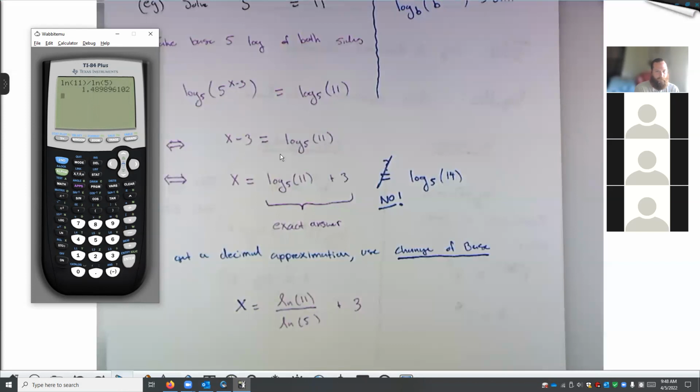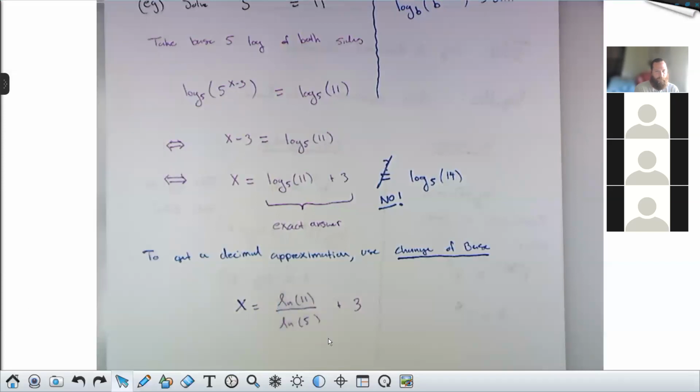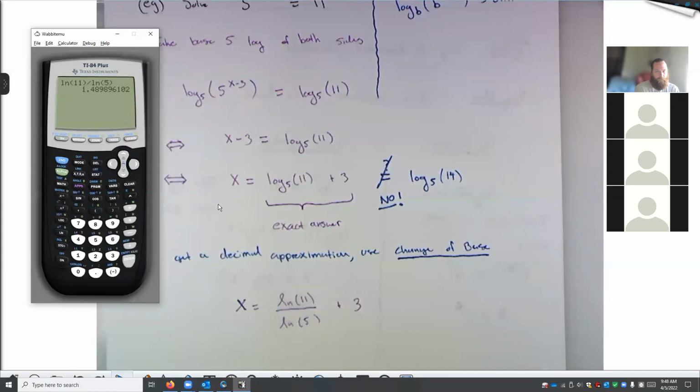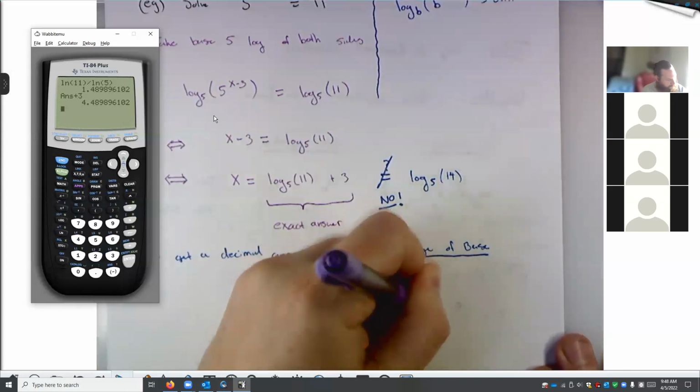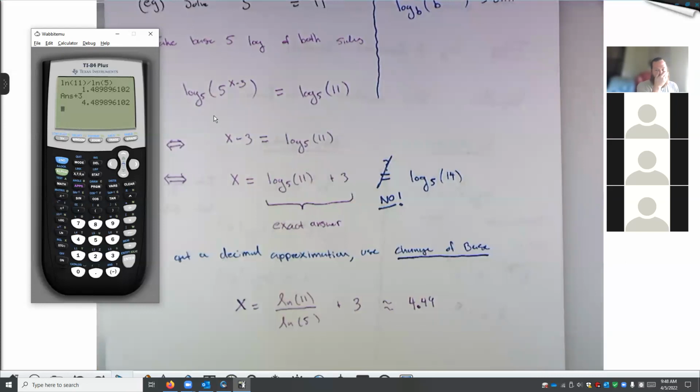Enter. So this number is about 1.48. That's the base 5 log of 11. And then I add 3. We get 4.489, blah, blah, blah. Call it 4.49. Okay.